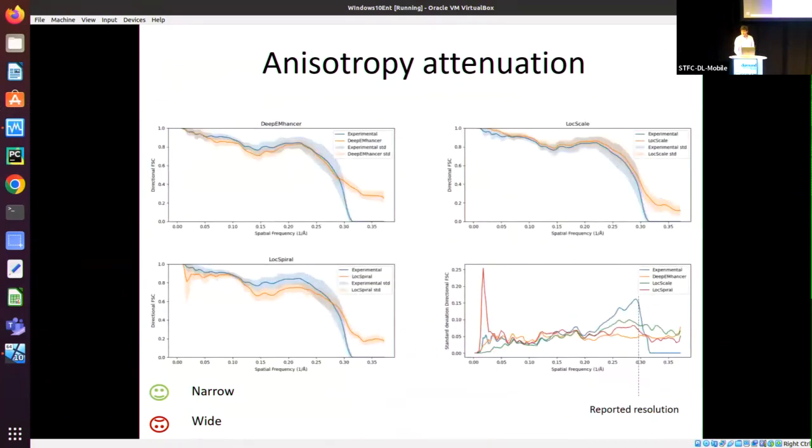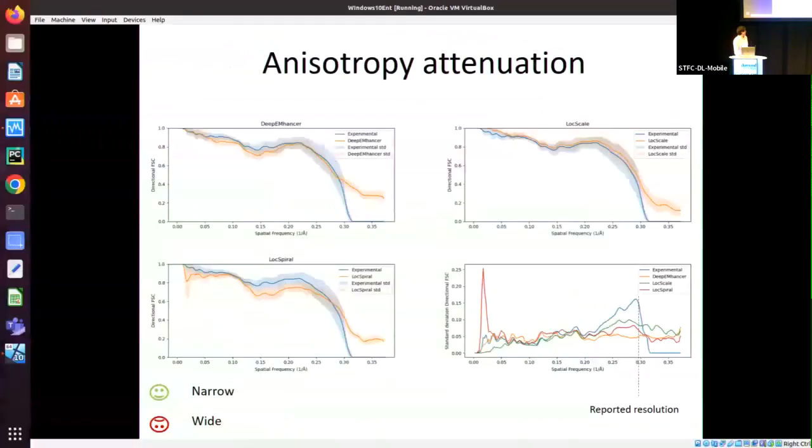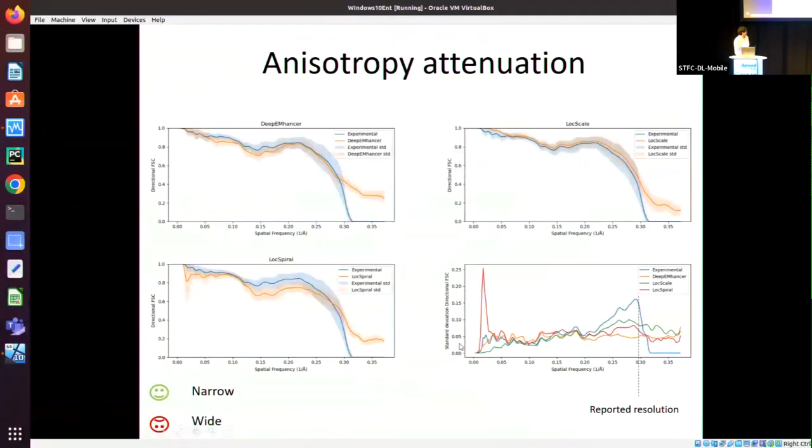But what is even more surprising is that DeepEMhancer is not the only technique that can attenuate this anisotropy. We have checked other post-processing strategies, log scale and log spiral, and even though they are not able to do this sort of high quality anisotropy reduction, they are consistently better than the experimental map. As you can see here in this summary, this is the standard deviation of the directional FSC. So the lower, the better.